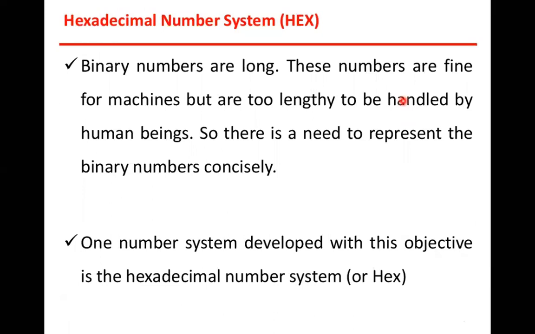The last number system is called the hexadecimal number system. Binary numbers are long. These numbers are fine for machines, but are too lengthy to be handled by human beings. So there is a need to represent binary numbers concisely. That's the only reason we have the hexadecimal number system, because we cannot write huge binary numbers of 32 bits and larger. Instead, we can convert and put it into the hexadecimal number system. The number system developed with this objective is called the hexadecimal number system, or basically hex.